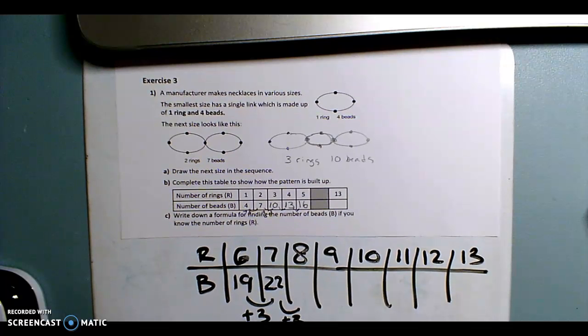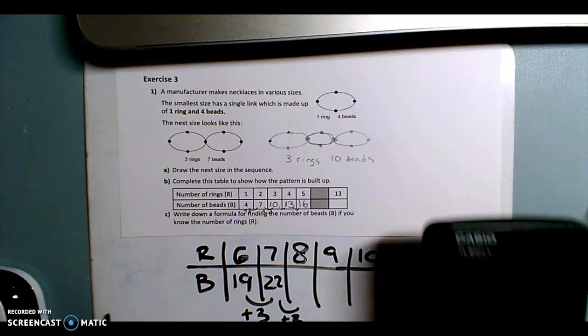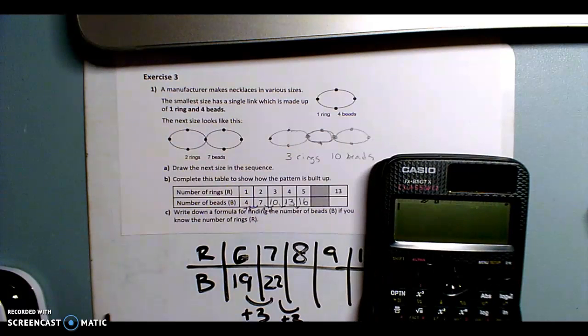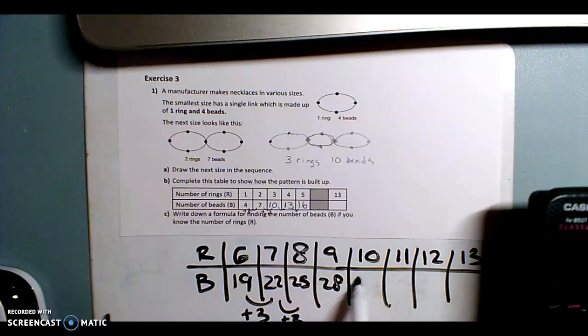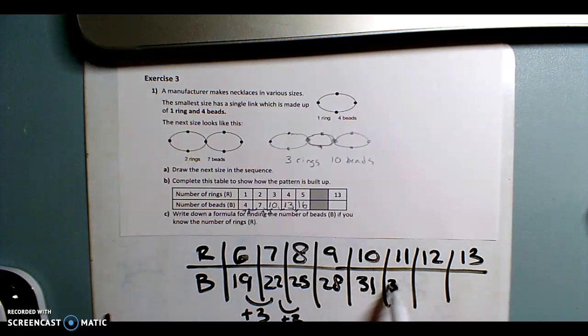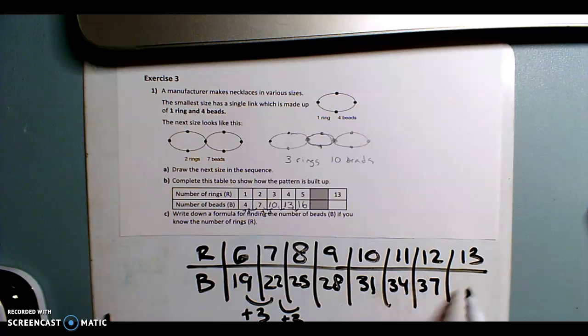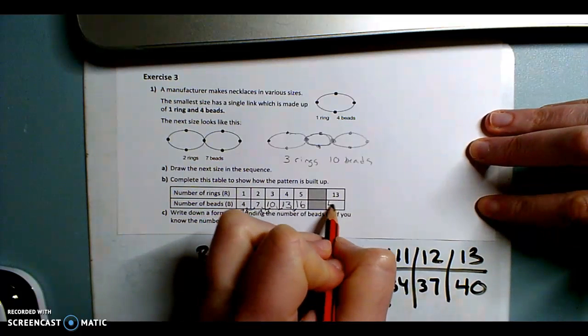Now remember, if you need, you can use your calculator for this as well. So what we're doing is we're just adding 3. So we've got 22 plus 3, add 3. We want to add 3. This one's 31. Add 3, 34. Add 3, 37. Add 3 again, and we get 40. So when we have 13 rings, we have 40 beads in this necklace.